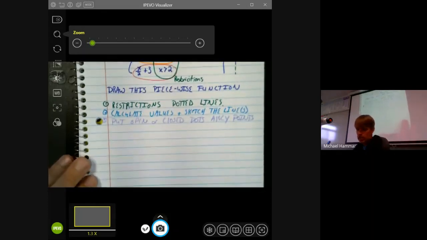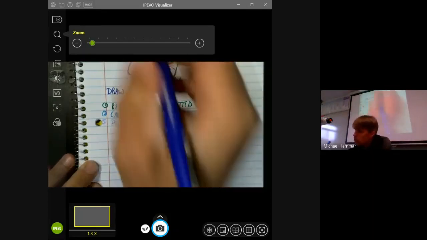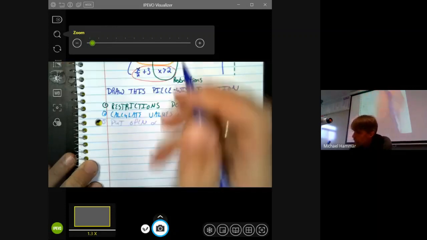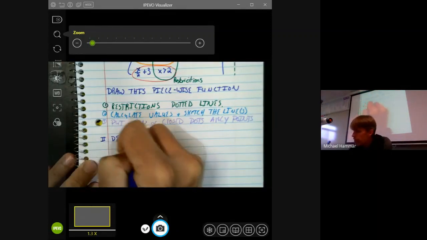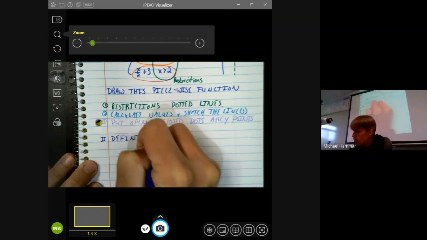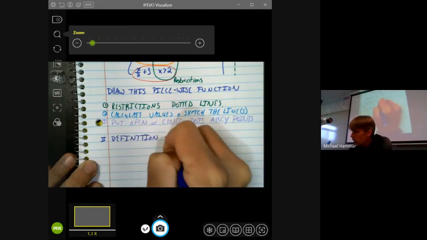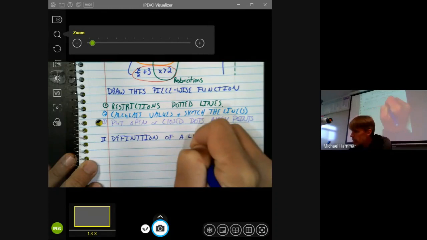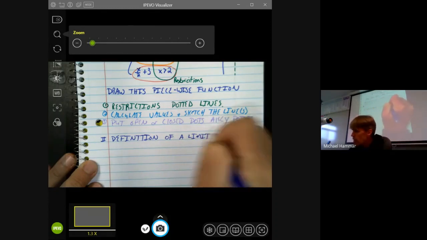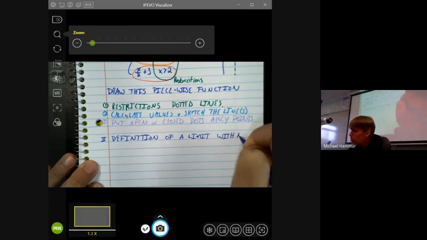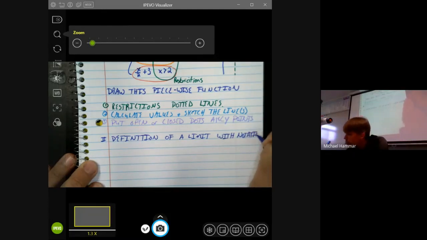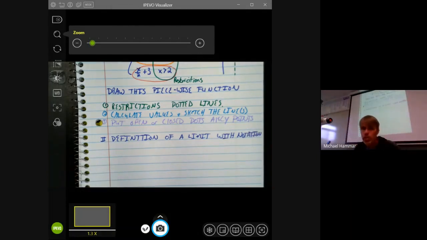A limit. Okay, so this is 1, and now let's go to Roman numeral 2. This is going to be the definition of a limit with notation. Okay, so the definition of a limit with notation.